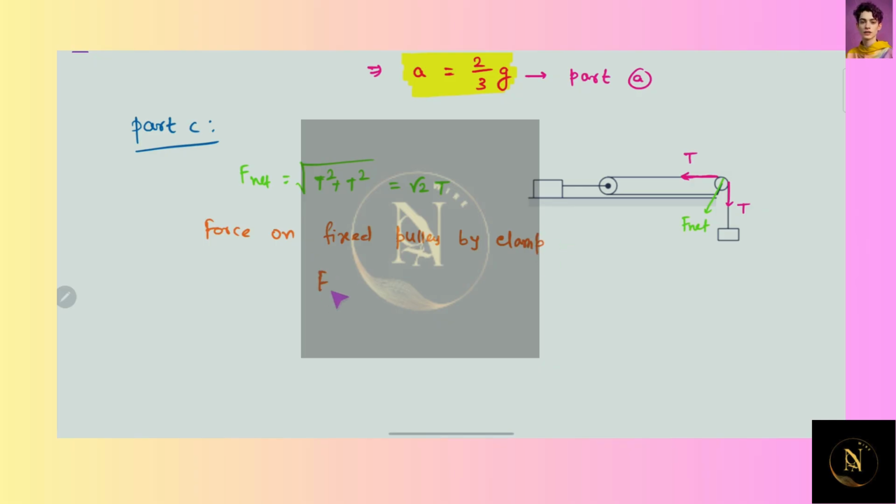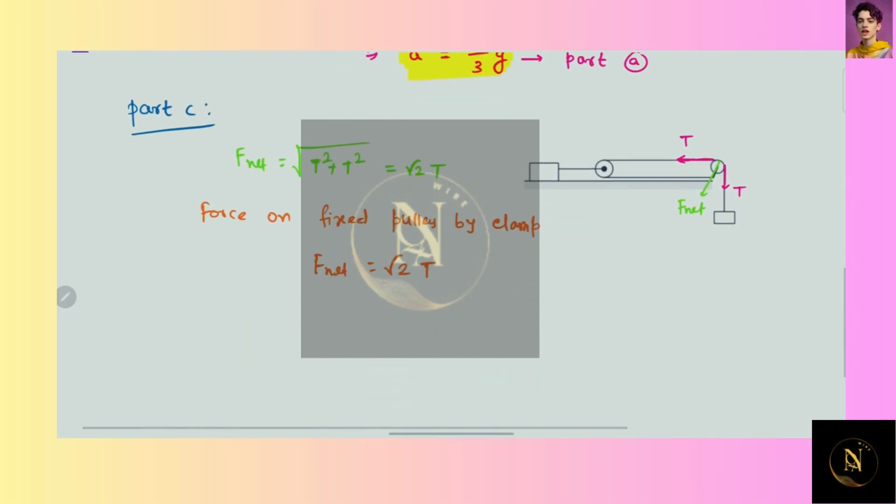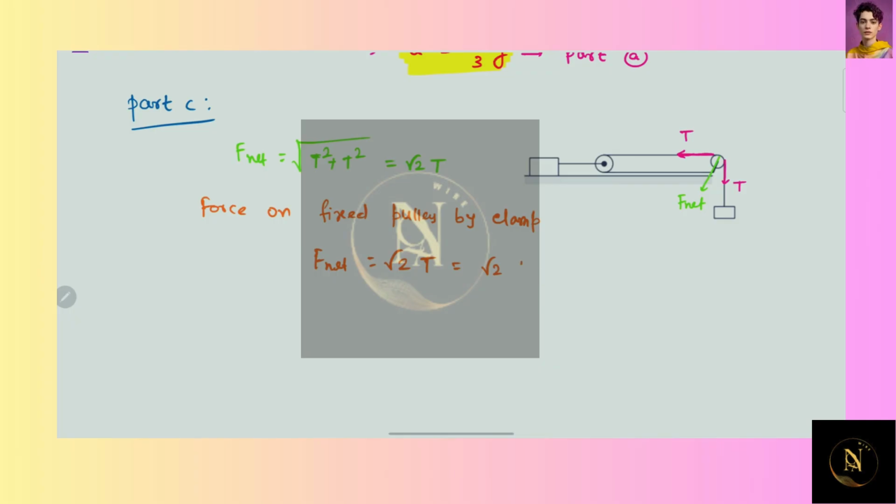Which will be F net, which will be root 2 times T, and we already got the value of T in part B, which is mg by 3. So this is going to be root 2 times mg by 3, and that force will be acting in the opposite direction of this. Again, this F net is basically the force on the pulley by the clamp, which is root 2 mg by 3. So this is the answer for the third part of this question.